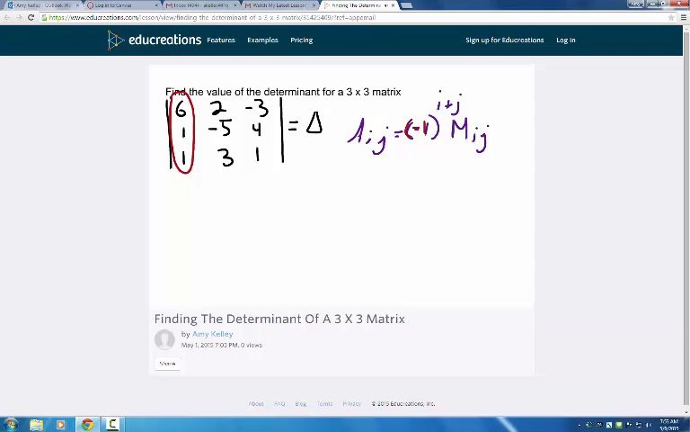Our formula says negative 1 to the i plus j, so we begin by taking negative 1 raised to the power of 1 plus 1, since 6 is in row 1, column 1. We multiply this by the minor of our element, which is the element 6, times the 2 by 2 matrix, negative 5, 4, 3, 1.